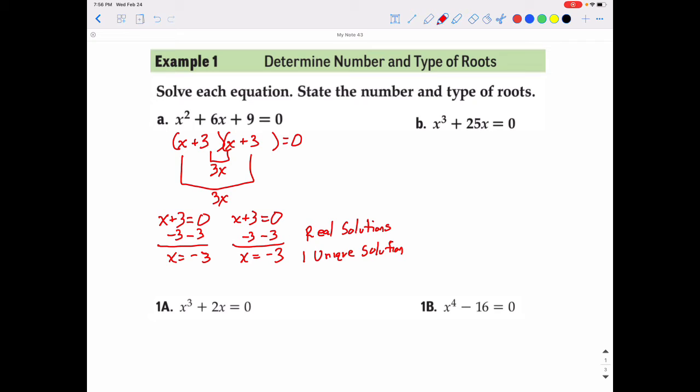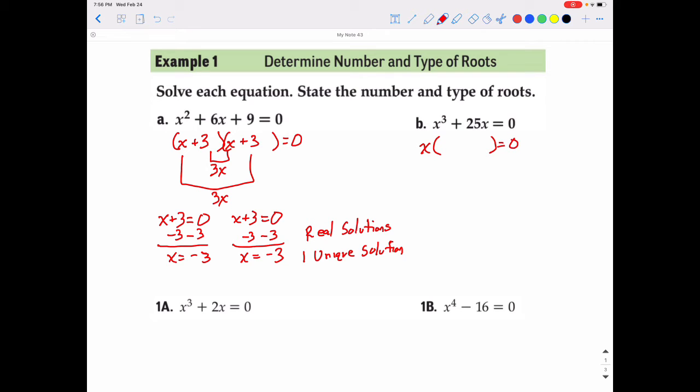Part B, x cubed plus 25x equal to 0. So this one is ready to be factored. So how would we factor this one? Notice that both the first and the second terms both contain an x. That means that I should start this one out by factoring by distributive property and by factoring out an x.